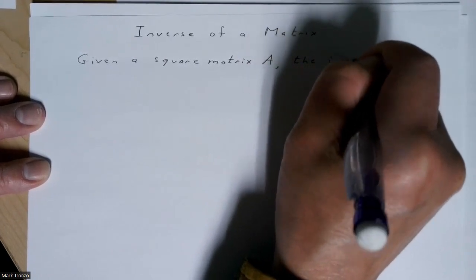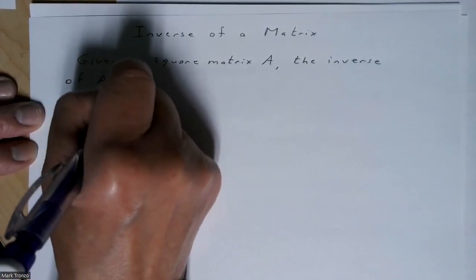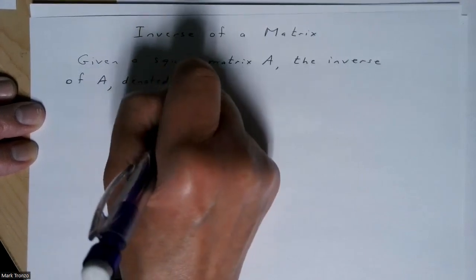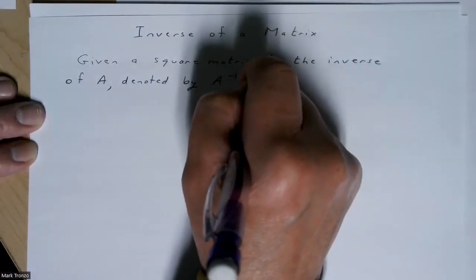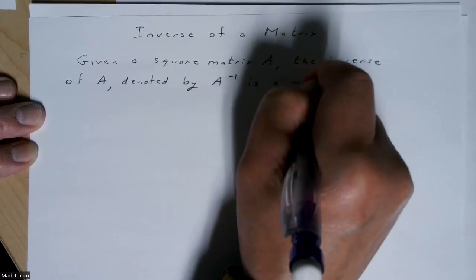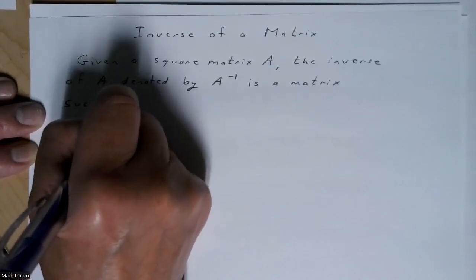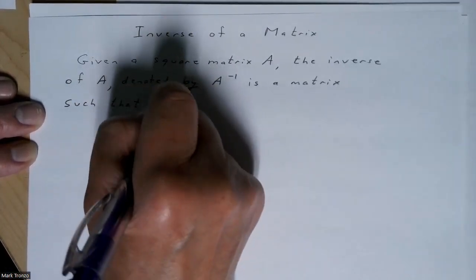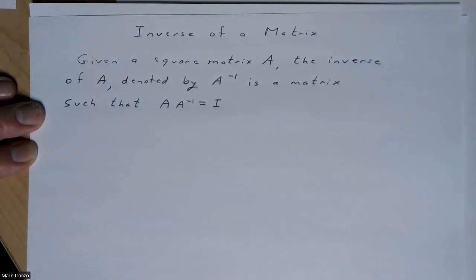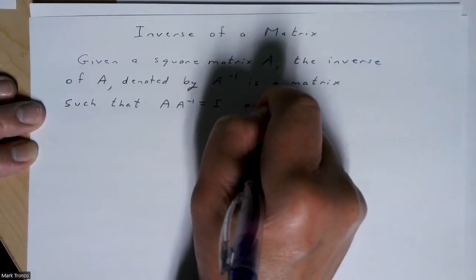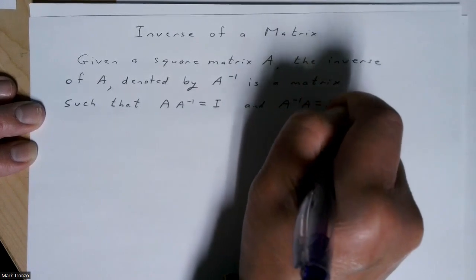The inverse of A, denoted by A inverse, is a matrix such that A times A inverse is equal to the identity, and A inverse A equals identity.